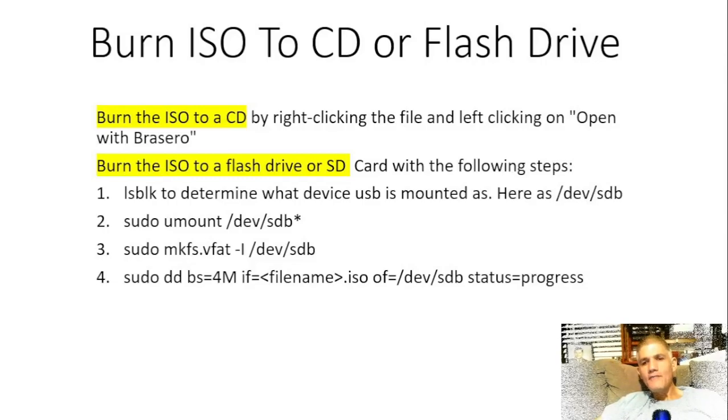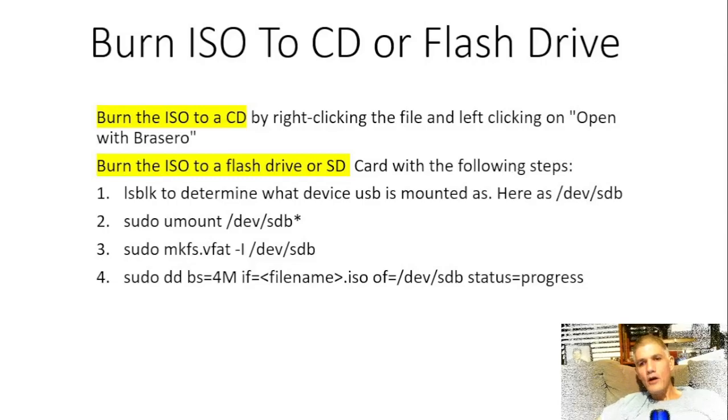And then after that's done, that usually only takes a few seconds. Then you're going to type sudo dd bs, which stands for block size. bs=4M, 4 megabytes. You're going to type in if, which is short for input file, equals, and the name of the file. Just make sure the extension is .iso, as you see in that example there.